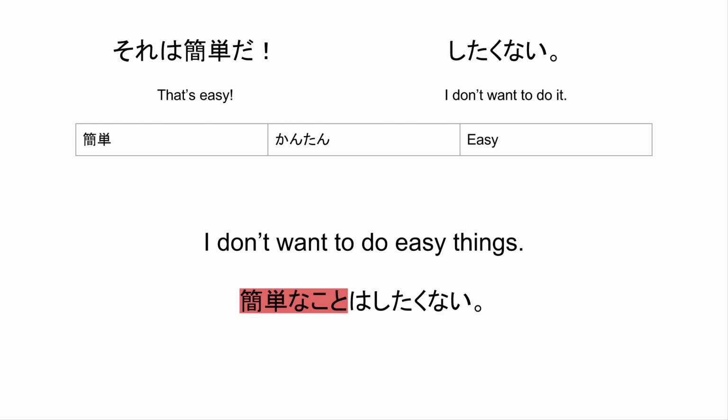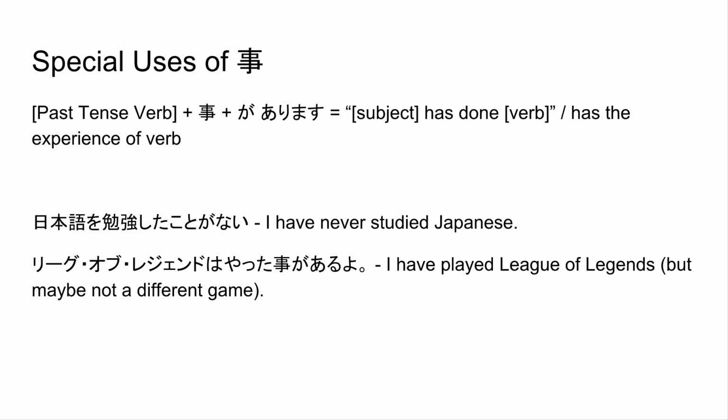Alright, let's look at some special usages of koto. If we have past tense verb plus koto plus ga arimasu, so shita koto ga arimasu, it means that you have done something, you have the experience of doing the verb. So nihongo o benkyou shita koto ga nai, there's a negative of arimasu, the negative plain. It means I have never studied Japanese. No, I have not studied Japanese.